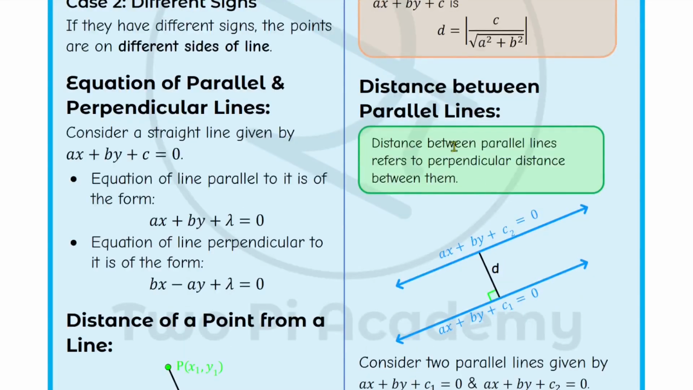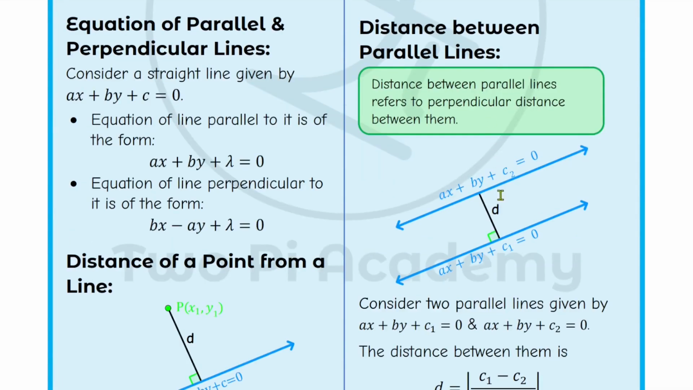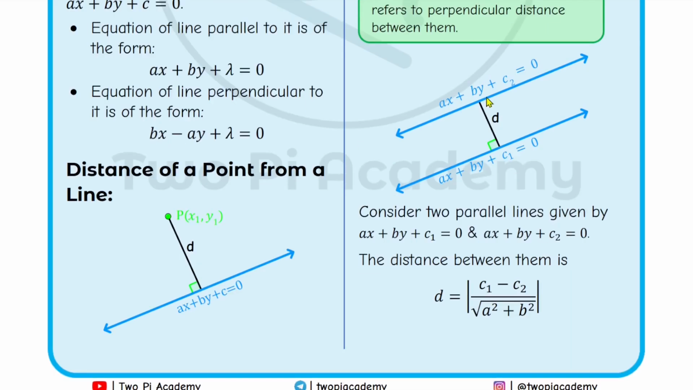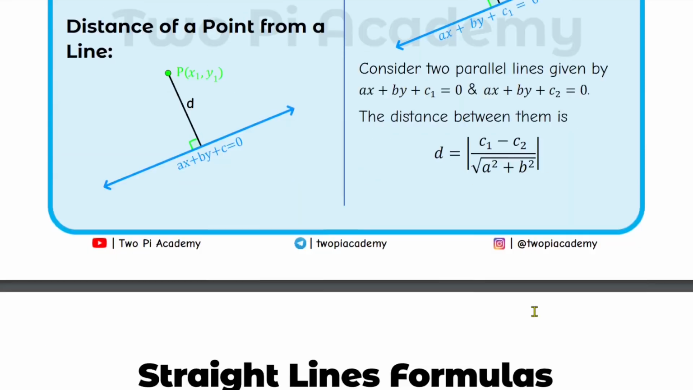And then the distance between parallel lines. This refers to the perpendicular distance between these two lines. And let's say the equations of the lines are ax + by + c1 = 0 and ax + by + c2 = 0. As we have said before, for parallel lines, only the constant term changes. Distance between these two lines is given by modulus of (c1 - c2), the change in the constant terms, by square root of a squared + b squared. Once again, don't forget the modulus. Distance can only be positive.